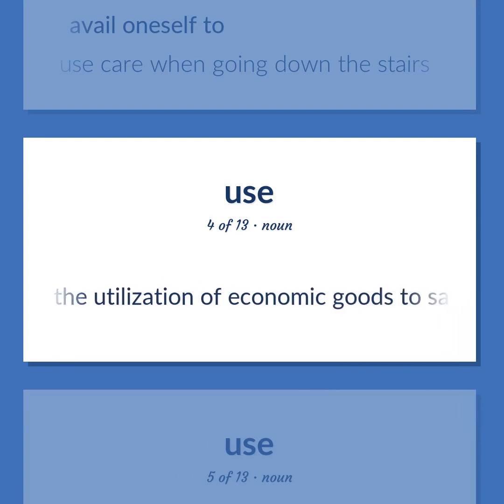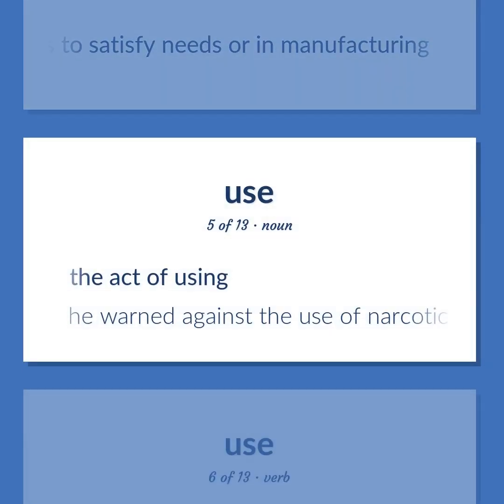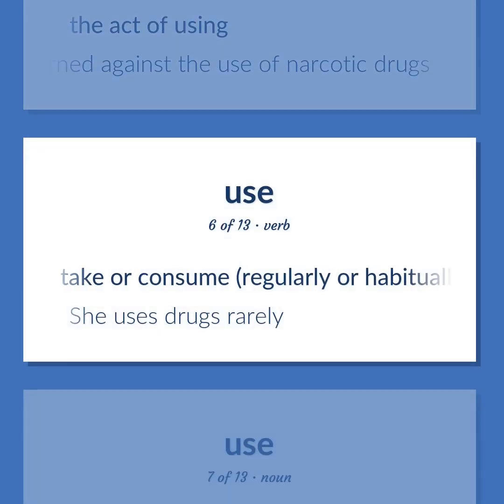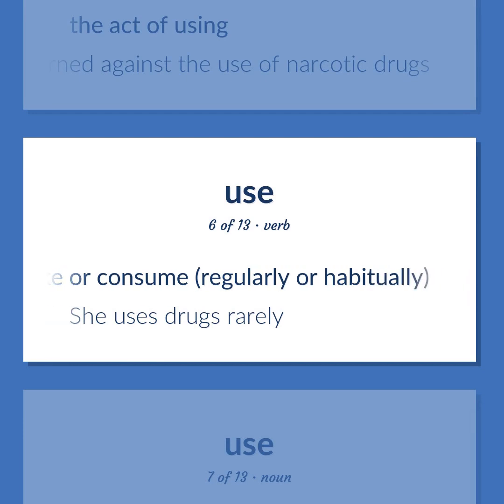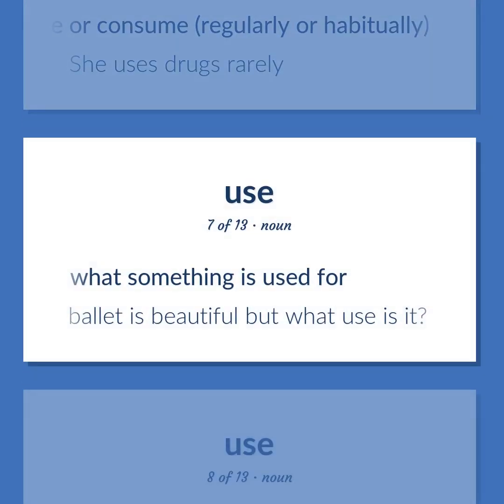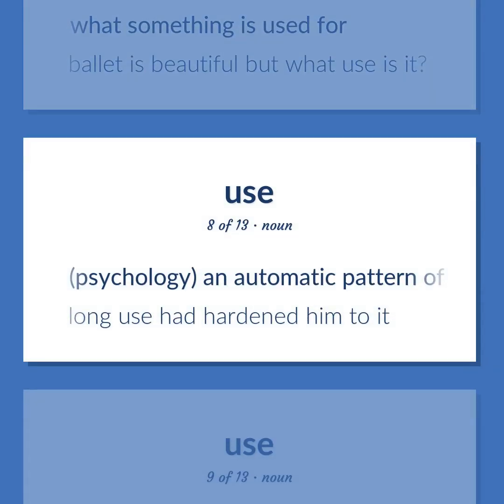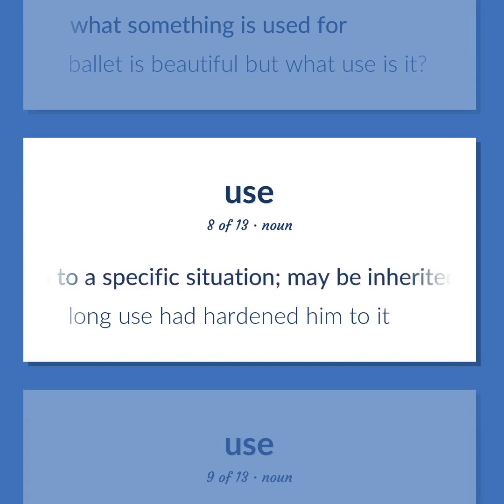Economics. The utilization of economic goods to satisfy needs or in manufacturing. The act of using. He warned against the use of narcotic drugs. Take or consume, regularly or habitually. She uses drugs rarely. What something is used for. Ballet is beautiful, but what use is it? Psychology. An automatic pattern of behavior in reaction to a specific situation. May be inherited or acquired through frequent repetition. Long use had hardened him to it.